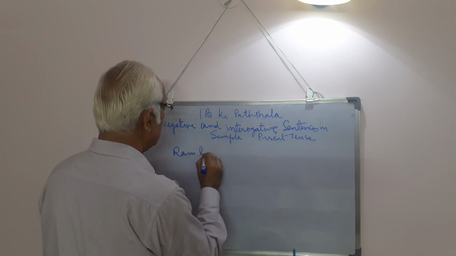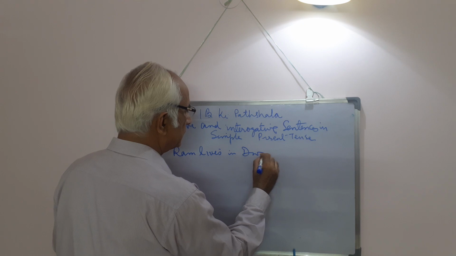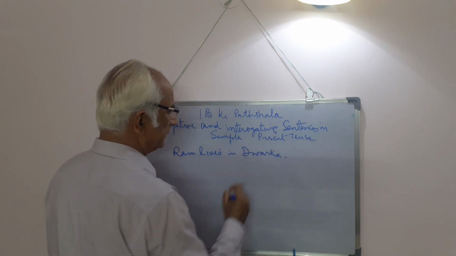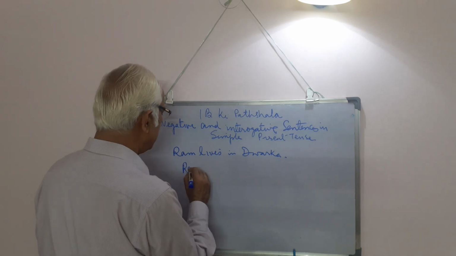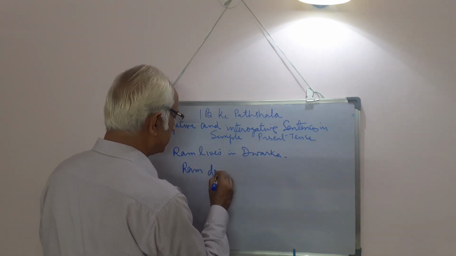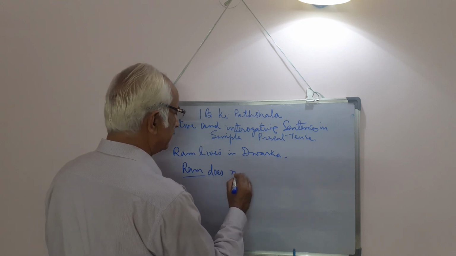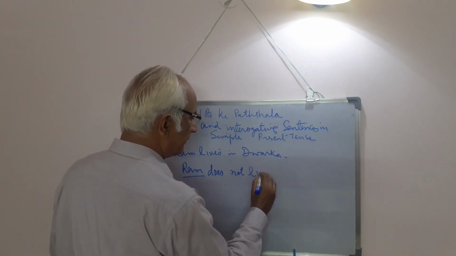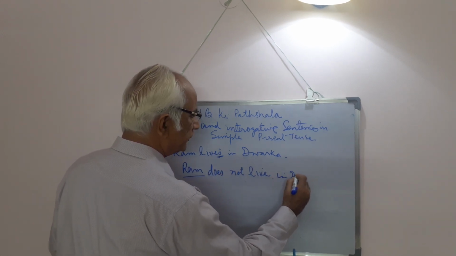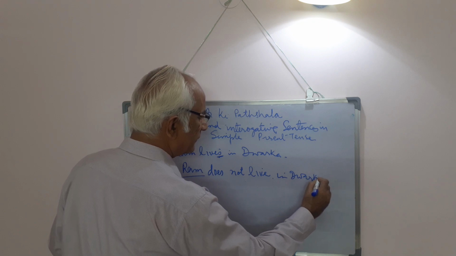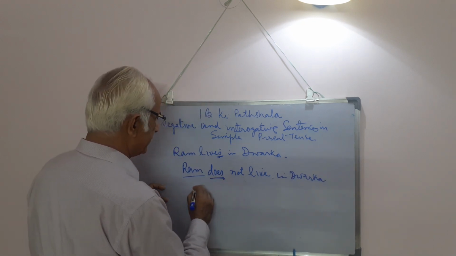Ram lives in Dwarka. So how do we make it a negative sentence? We'll say Ram does not. Why does not? Because it is a third person singular. Does not live. Now S is not being added here in Dwarka. So this becomes a negative sentence. And how does it become a question? We'll start the sentence with does.